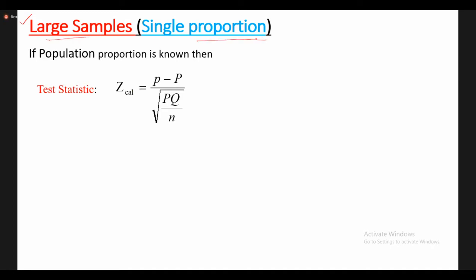Single proportion means in the question, they won't discuss the mean and variance. They will give out of 100 or 150 or 200, this number of students, the number of cases favorable to the particular thing. In such cases, we'll use proportions. Here, small p is the sample proportion.